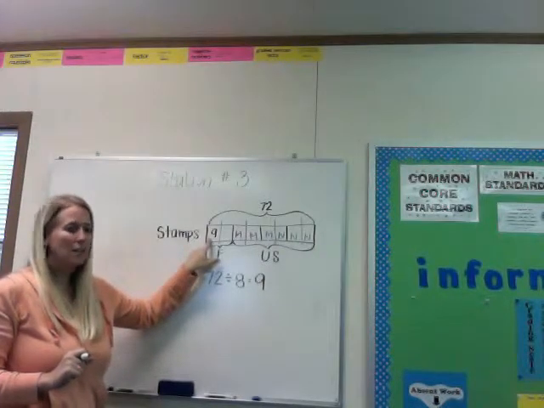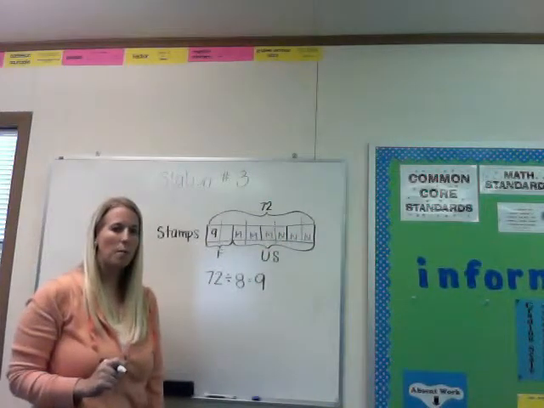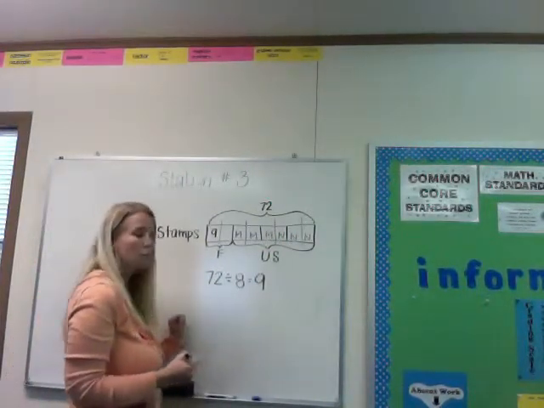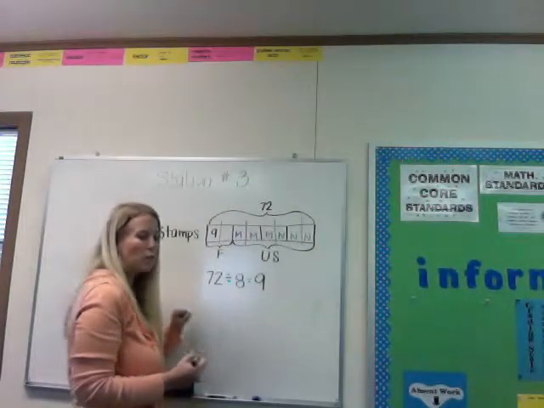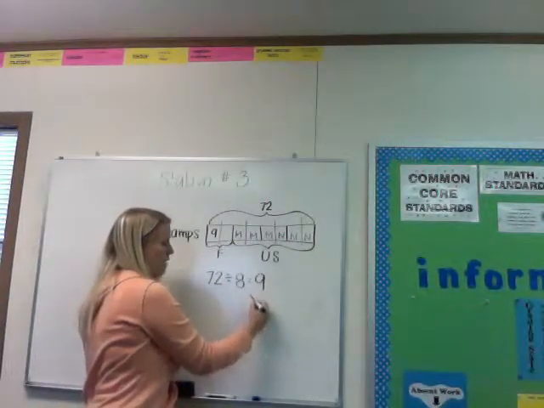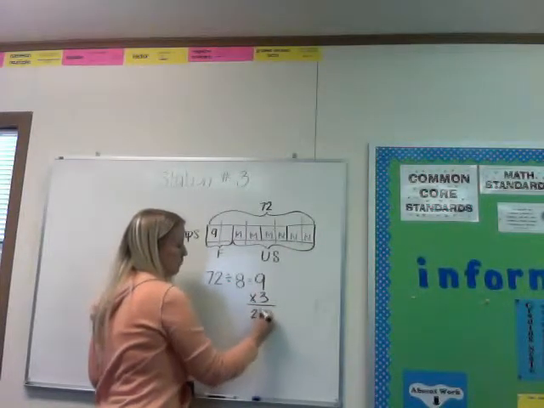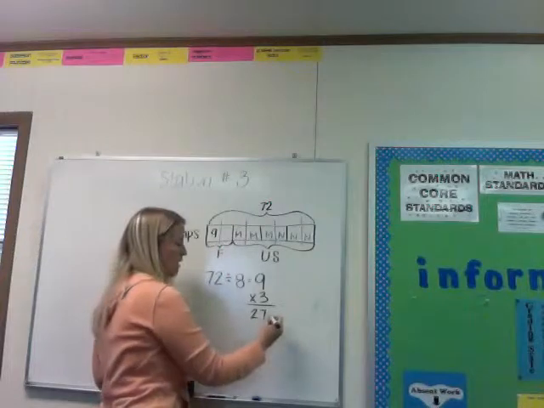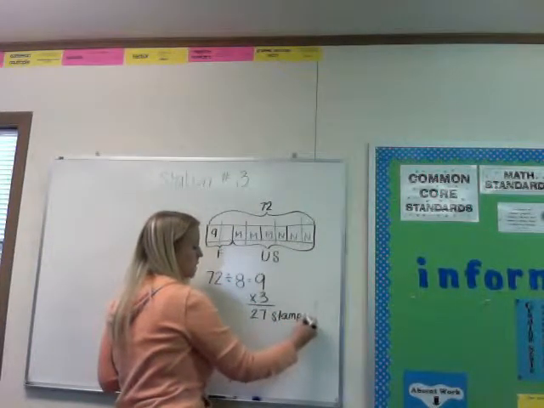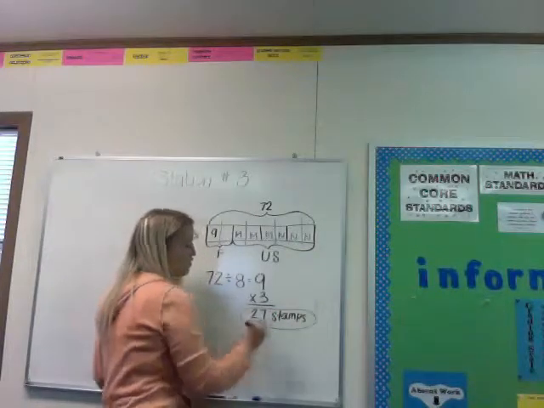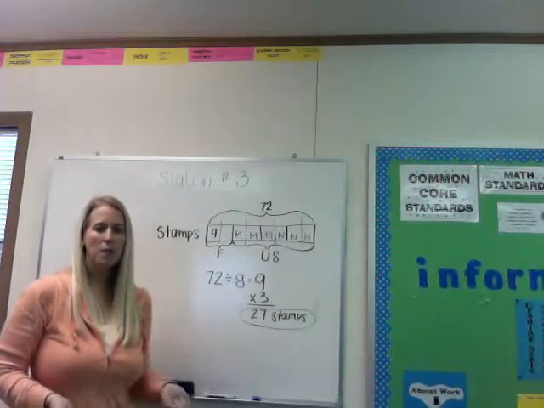My friend Nadia, she's getting 1, 2, 3 of those small boxes. So if she's getting 3 of those small boxes, and each of those small boxes is worth 9, 9 times 3 is 27. If you came up with the answer that Nadia is going to receive 27 stamps, congratulations, you did the problem right. Were you able to do it right with a bar model? Even better if you were.